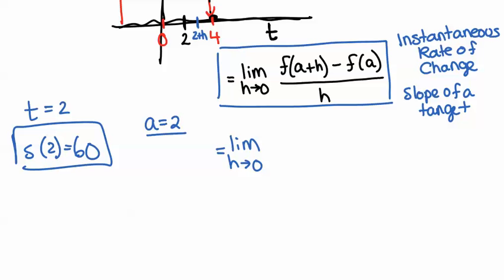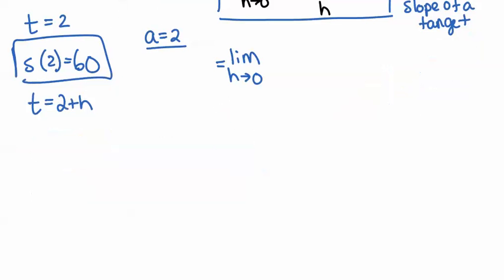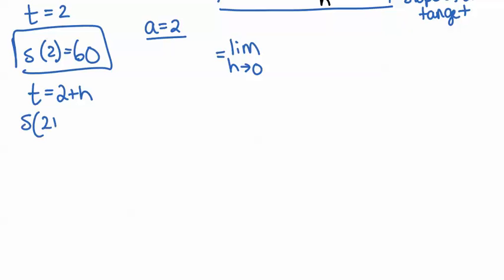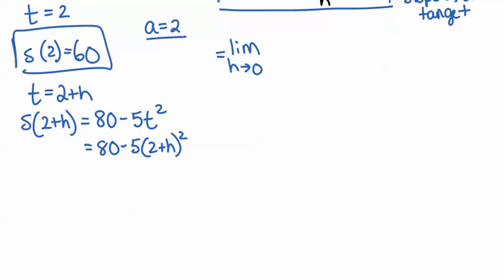So then I want to do my h ones. So when my time is equal to 2 plus h, what's s of 2 plus h? So I'm getting my second y value. So my equation was 80 minus 5t squared. So I'm just going to sub in for t. I'm going to sub in a 2 plus h squared. And I can't obviously solve this for an actual number because I don't know what h is, but I can simplify this expression.